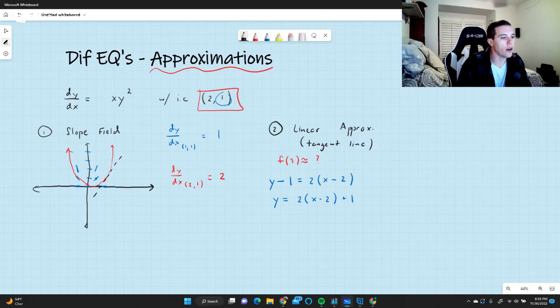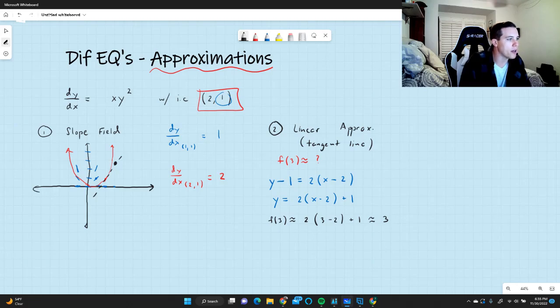And now we are going to plug in 3 to that tangent line. So f of 3 is approximately what you get when you plug 3 into the tangent line. So 3 minus 2 is 1. 1 times 2 is 2. 2 plus 1 is 3. So approximately 3. So we get our tangent line approximation.